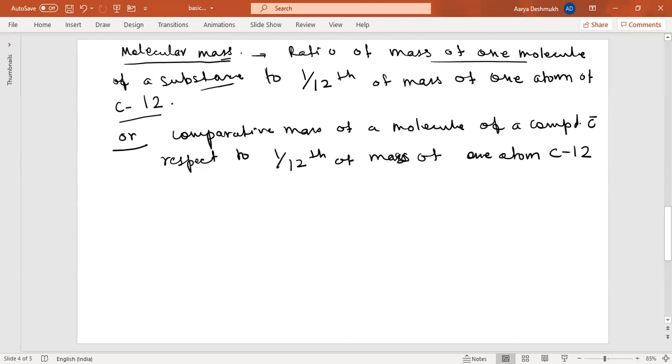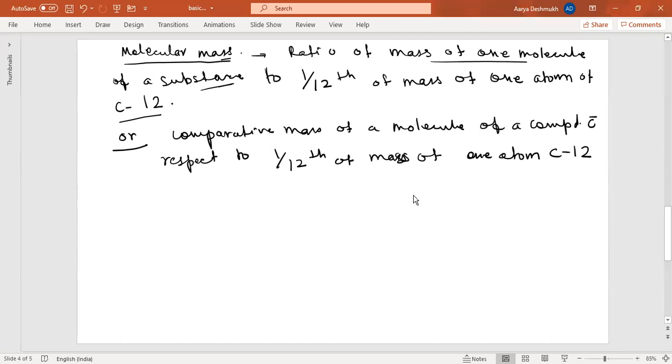Now this gram molar mass, it is expressed in gram molar mass. Okay. So this is the molecular mass. If you read out this carefully, you will come to know that the meaning of both the sentences is one and the same. So it has to be compared with one atom of carbon 12.